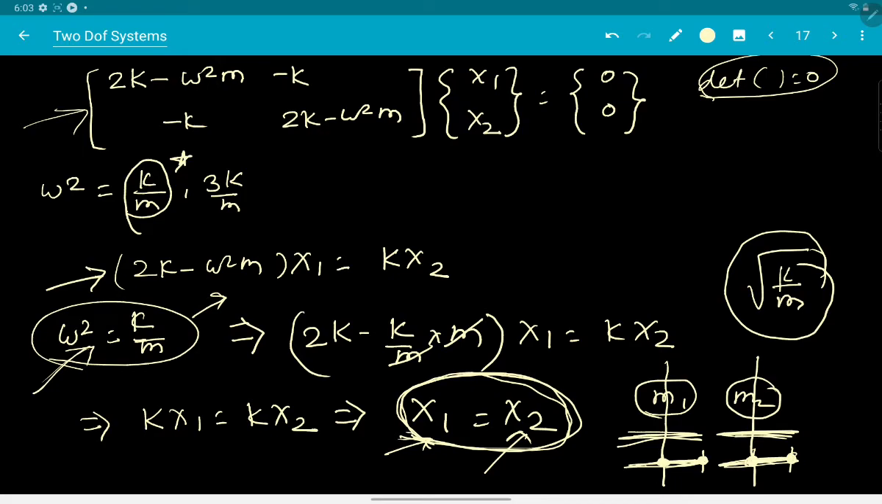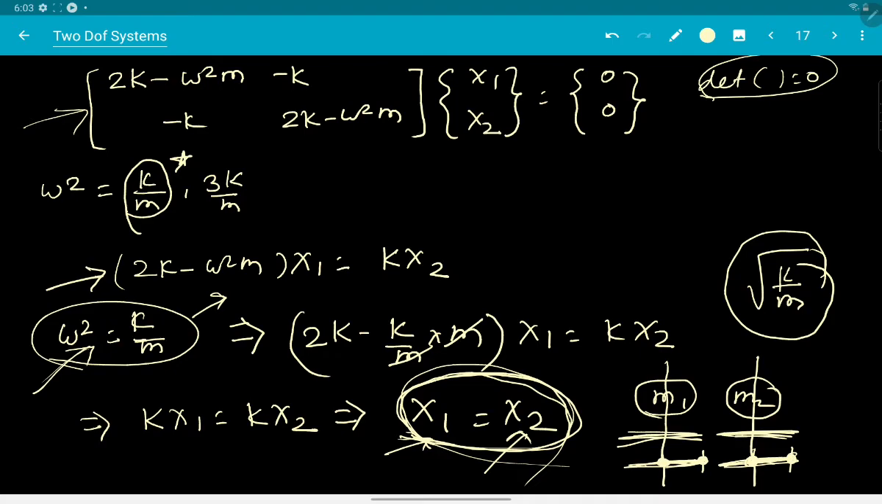So for the first eigenvalue, which was square root of k by m, this is the eigenvector which we obtained, which says that x1 is equal to x2, which essentially means that the amplitudes of both masses are identical and both masses are moving in the same direction.